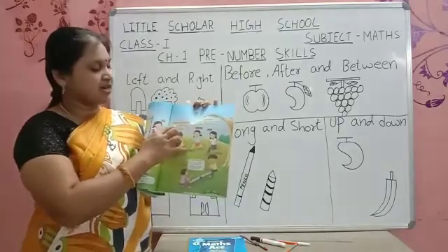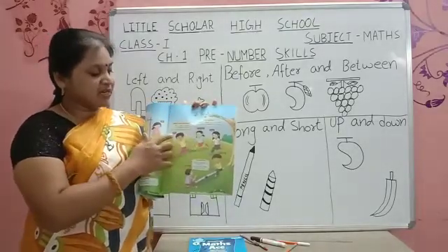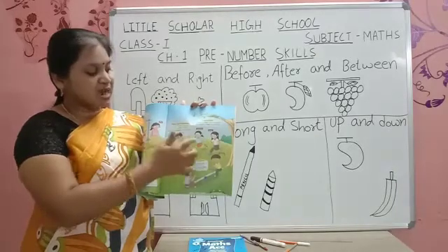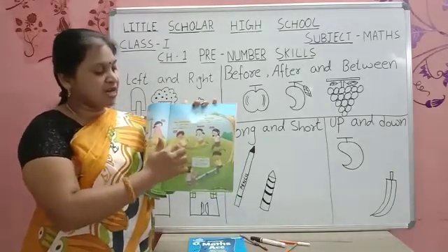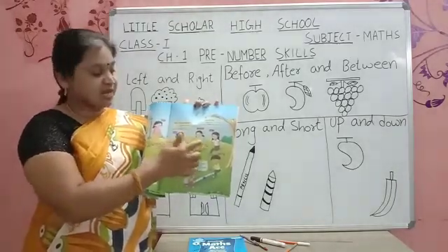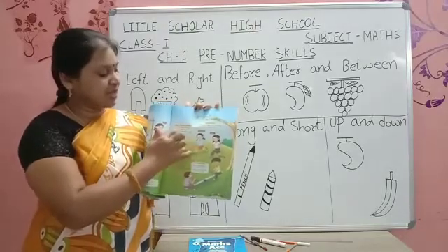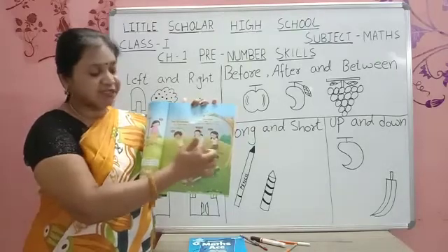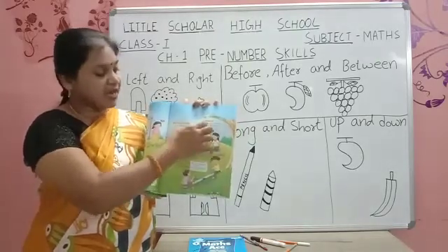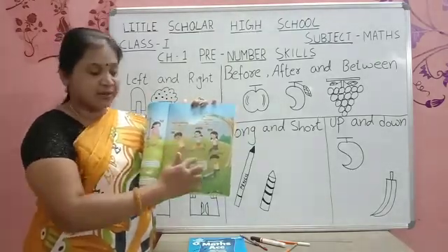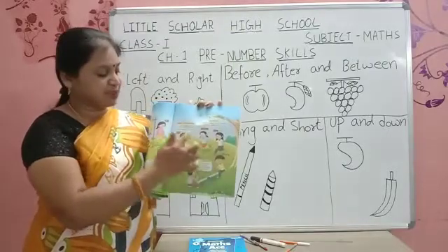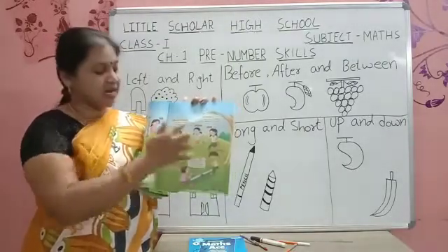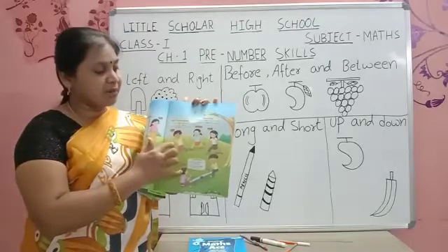Here you can see Ram is before Harleen. Where is Ram? Ram is before Harleen. Sana is after Harleen. Where is Sana? Sana is after Harleen. Now where is Harleen? Can you tell me? Yes. Harleen is between Ram and Sana.